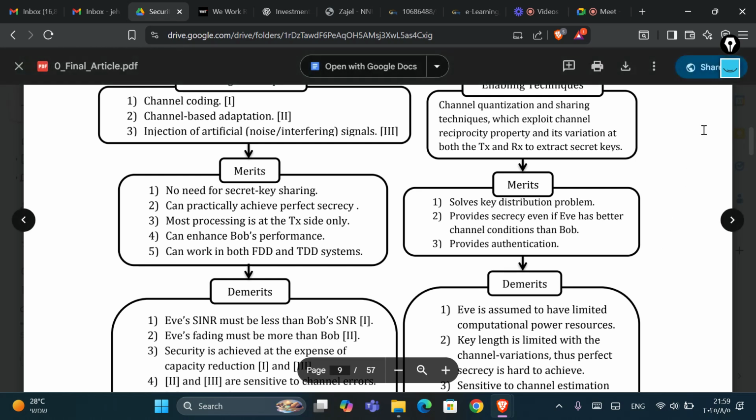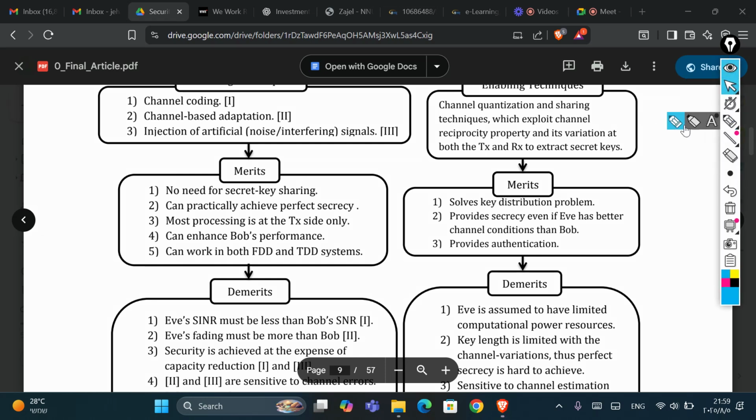Why is Eve assumed like that? Because it's a key-based approach. At the end of the day, we are using the channel to extract a key. This key is a sequence of numbers that you extract from the channel and then use to encrypt the data and decrypt it.